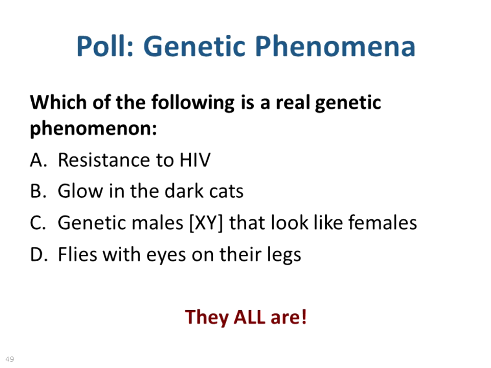Genetic resistance to HIV, these are individuals that, while they're exposed to HIV, do not get sick, do not get AIDS. We have glow-in-the-dark cats, there are also glow-in-the-dark monkeys, pigs, and many other organisms. There are genetic males that look like females, and there are flies. If we fidget with particular genes, we can get flies with eyes on their legs and the rest of their body. And all of these, while they're very different from each other, all are caused by the same underlying entities and mechanisms which are at the heart of what this disciplinary core idea is about.